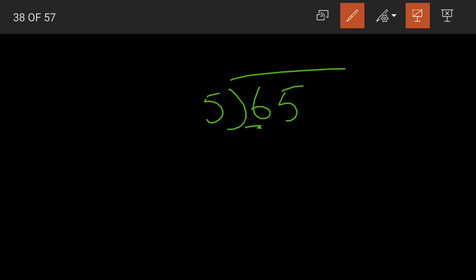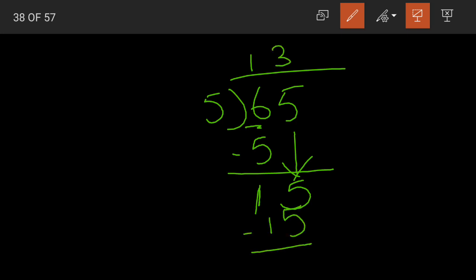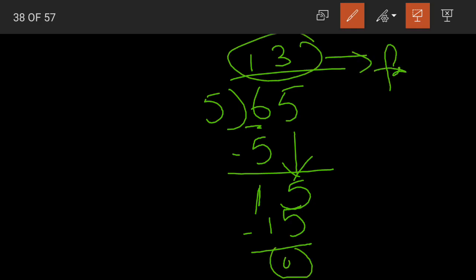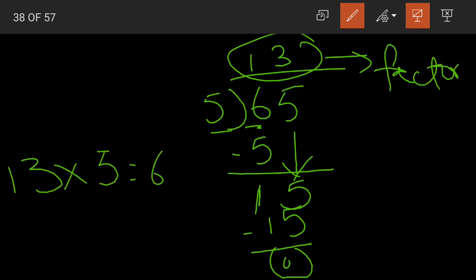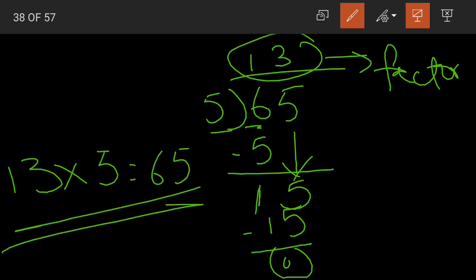First taking 6. We know that 5 ones are 5. When we subtract, 1 will be remaining. Next what? Bring the 5 down. Bring the ones digit down. We know that 5 3s are 15. When we subtract, 0 will be our remainder. So what is our quotient? 13. Now what is this? This is the other factor that we need. That means 13 into 5 is equal to 65, children.